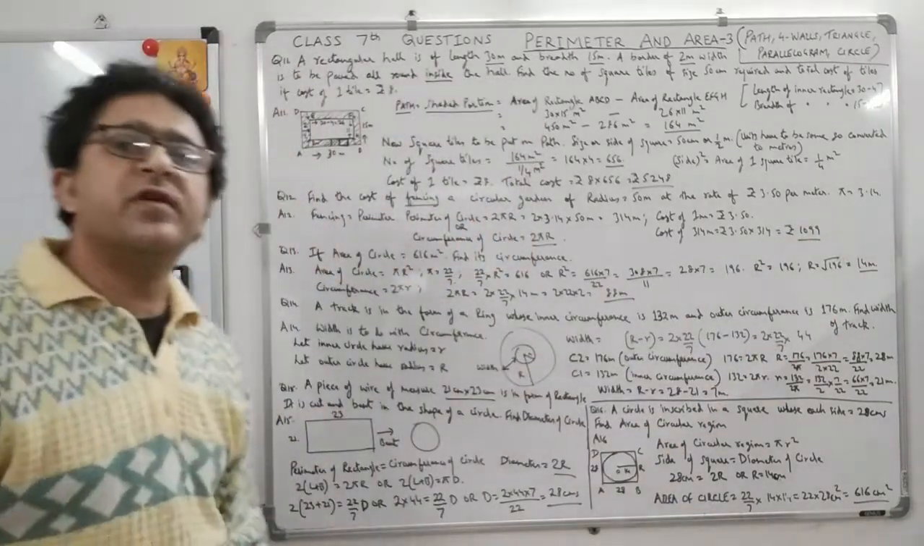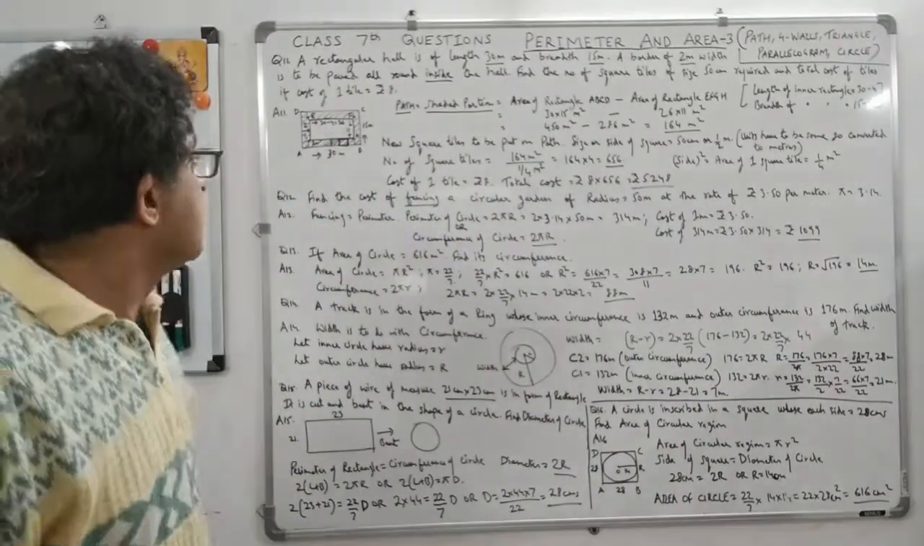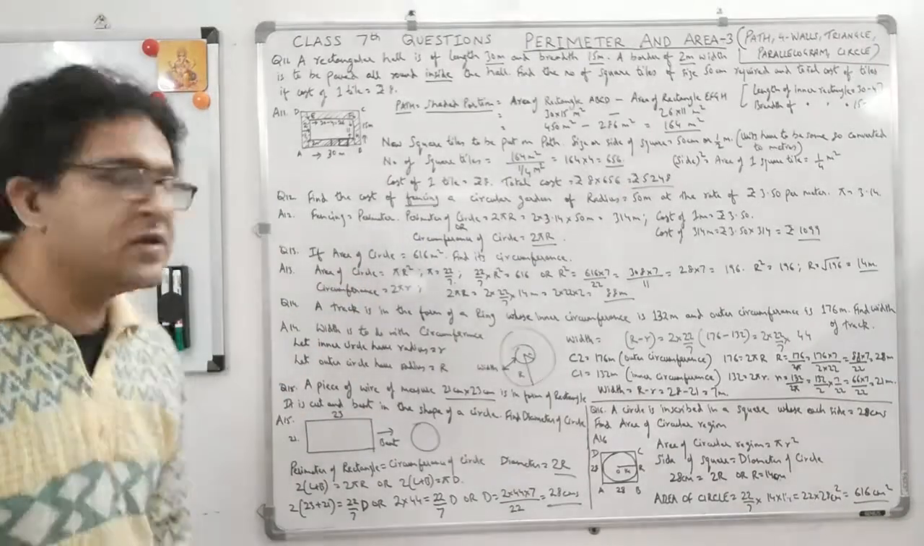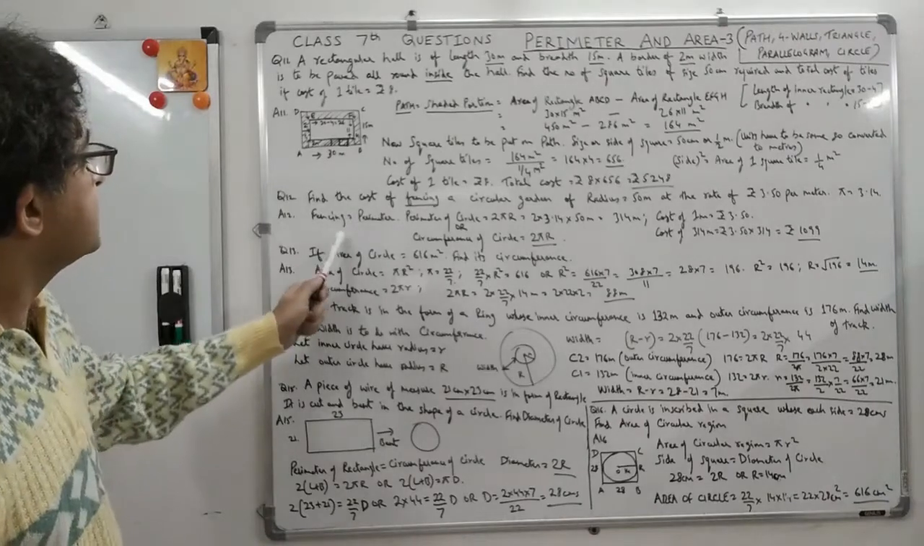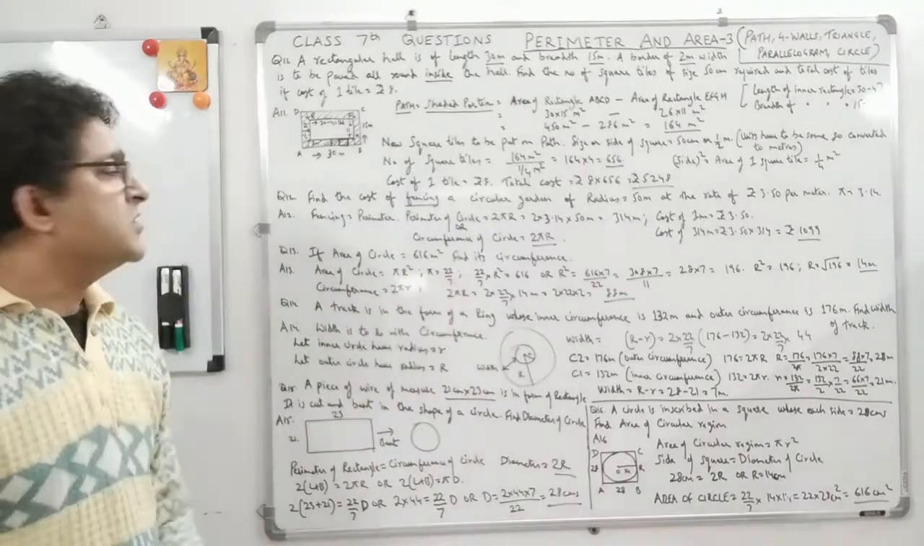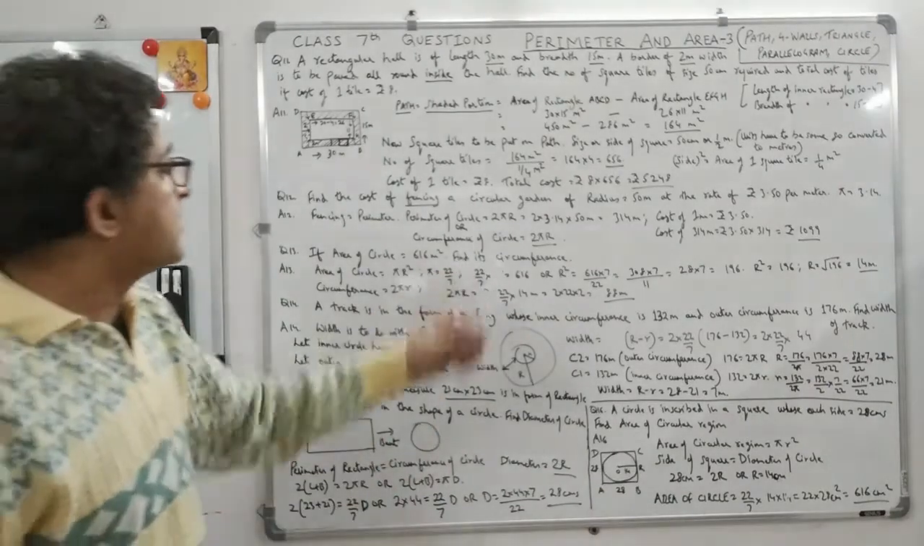Pi is equal to 3.14 or 22 by 7. And it's actually a circular garden. So now fencing is always perimeter. So let's do this question. Fencing is perimeter, right? So perimeter of circle is also the circumference of circle. So perimeter of circle is 2 pi r, right?